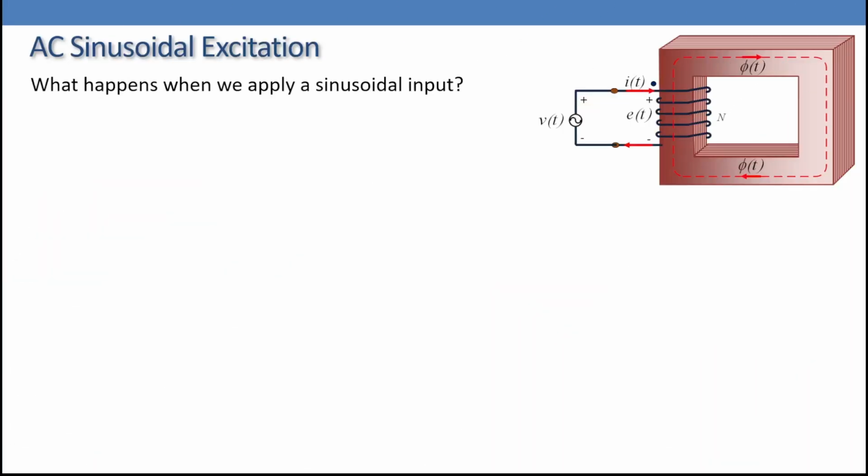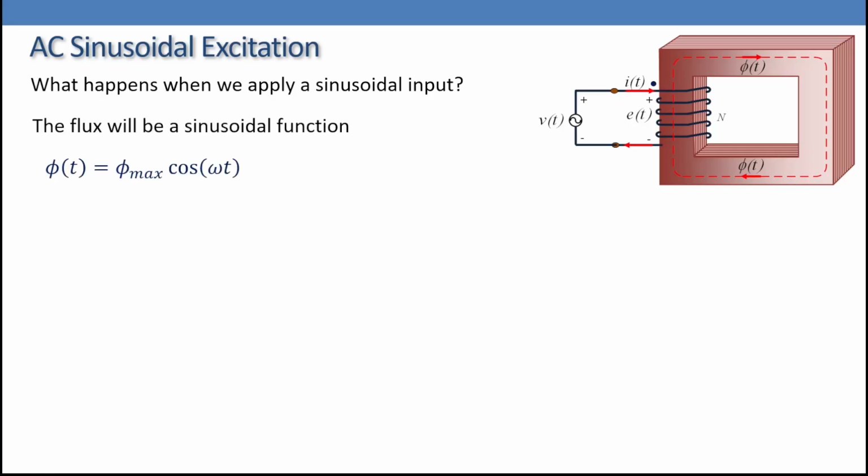For the magnetic circuit shown in the figure, what happens when we apply a sinusoidal input? This is what we call AC sinusoidal excitation. And the answer is, the flux will be a sinusoidal function as well, something like that one. Phi of t equals phi maximum cosine omega t.